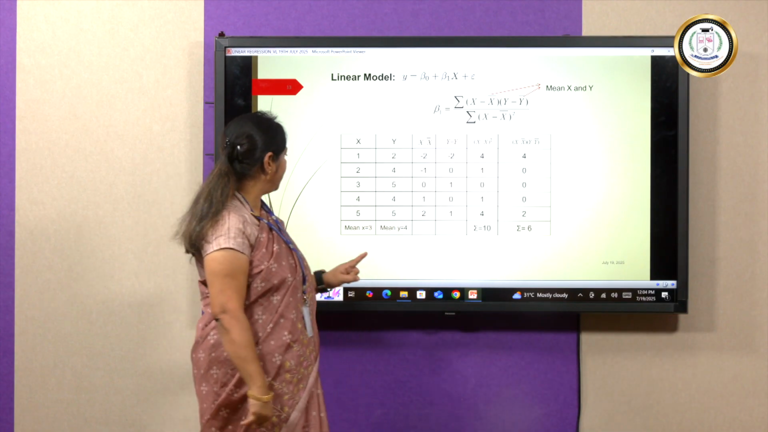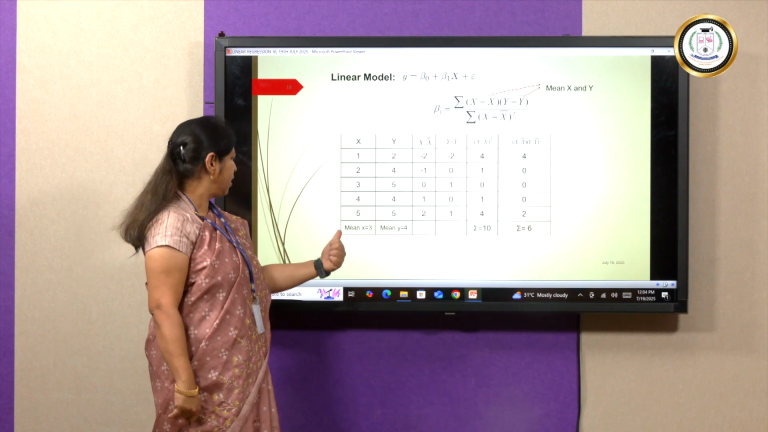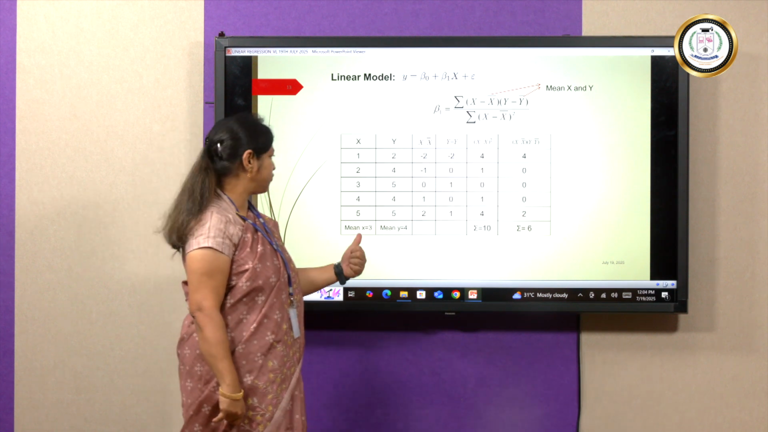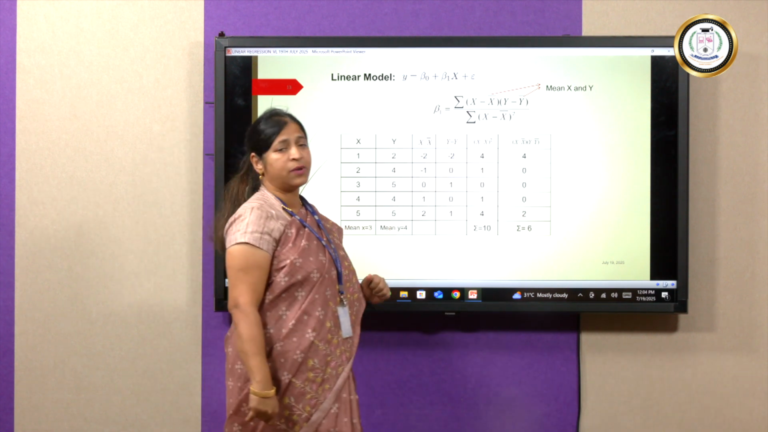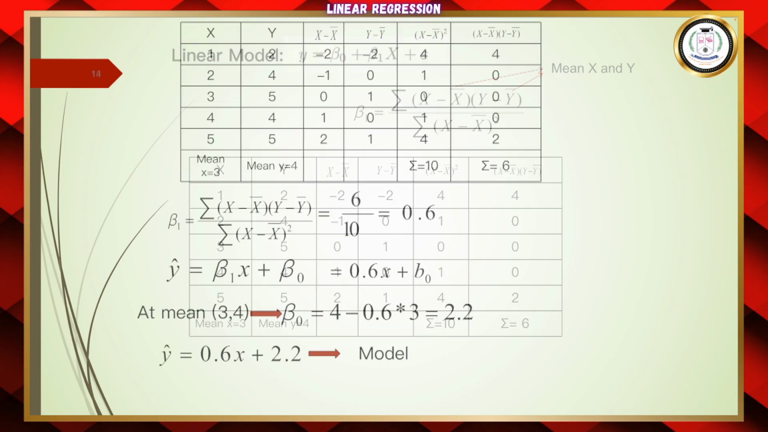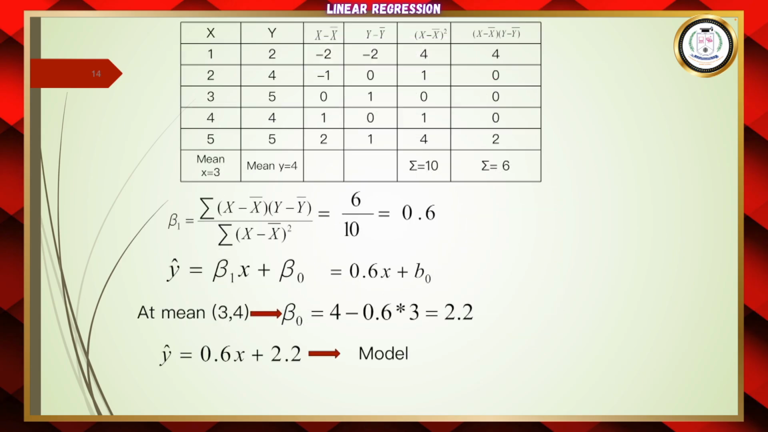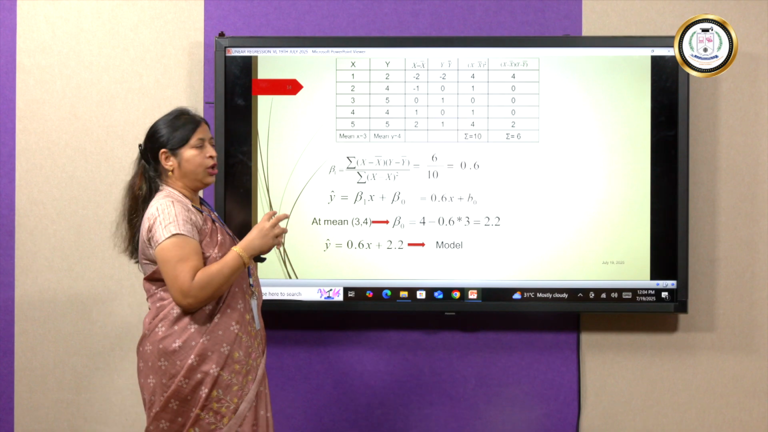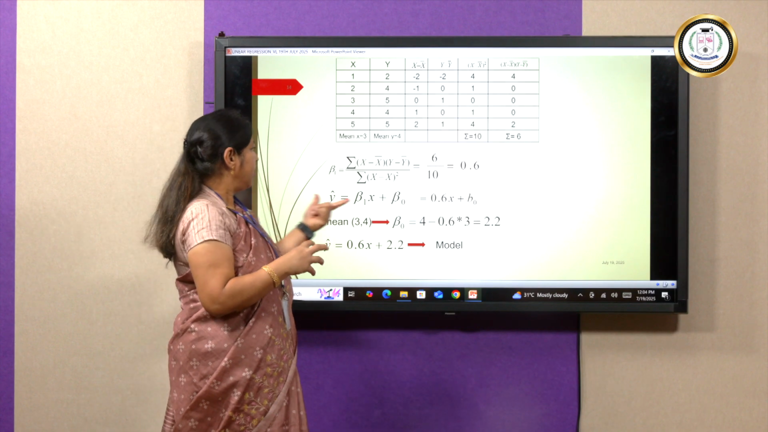So as per calculation, we have x bar is equal to 3, y bar is equal to 4, and the sum of (x minus x bar) squared, the denominator part, is 10, and the numerator part is 6. After substituting all the values, you will get the slope value, beta 1, is equal to 0.6. Having that value, you can substitute it in the equation.